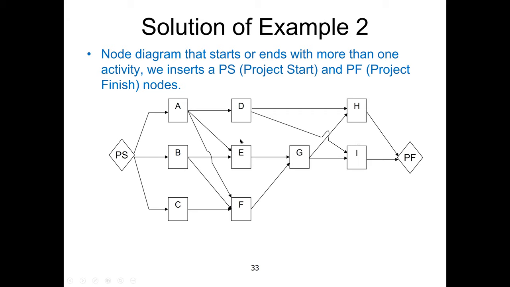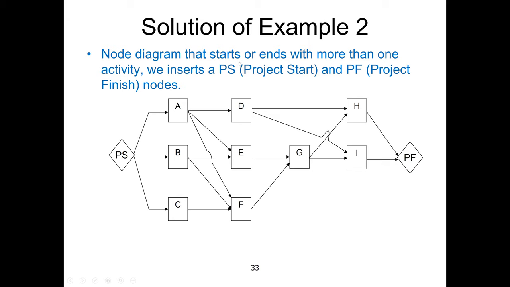Now what we see is that there are three starting activities A, B, C. To make them start from the same point, we introduce a project start node and connect all three activities A, B, and C to it. Similarly, at the end, the project finishes at H and I. So we put a project finish node at the end and connect H and I to the project finish node. So this is how we have drawn the node diagram.